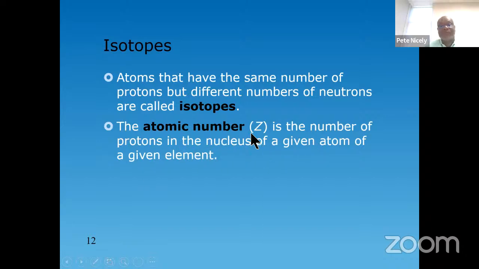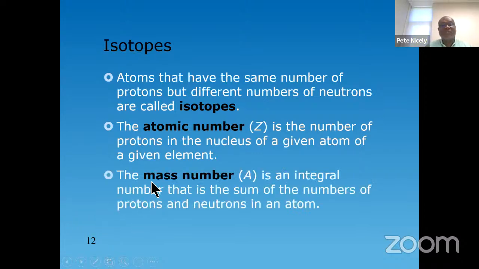And this is basically what is used to identify a particular element. Each element has its own unique atomic number, all right? So for example, sodium has an atomic number of 11. Sodium is the only element in the universe that has that atomic number, all right? Then we have what is known as the mass number, which is symbolized by the letter A, and that is basically the sum of the numbers of protons and neutrons in an atom.